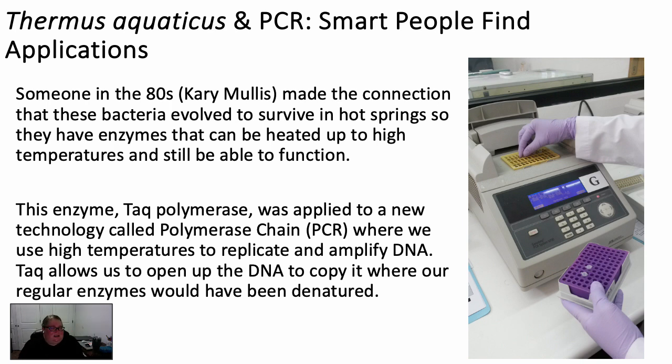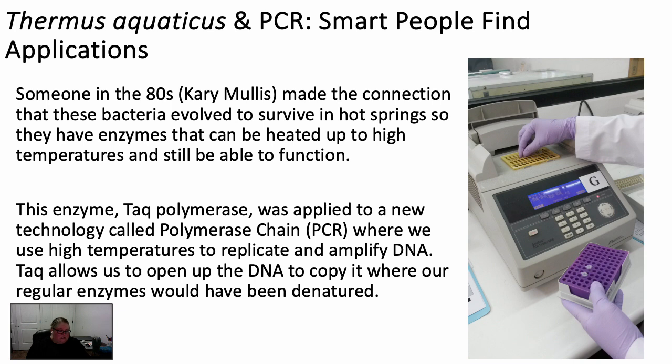So in the 80s, there was a scientist by the name of Kary Mullis. He's the first one that kind of took Thomas Brock's work and started to connect it with this idea of replicating DNA in a test tube. Okay, he's the one that made the connection that these bacteria, so Thermus aquaticus, can survive in hot springs, which means that they have enzymes that do their DNA replication that can be heated to high temperatures and still function, unlike ours. Okay, so he contacted Thomas Brock, and Thomas Brock went and got his sample of Thermus aquaticus out of the freezer and handed it to Kary Mullis.